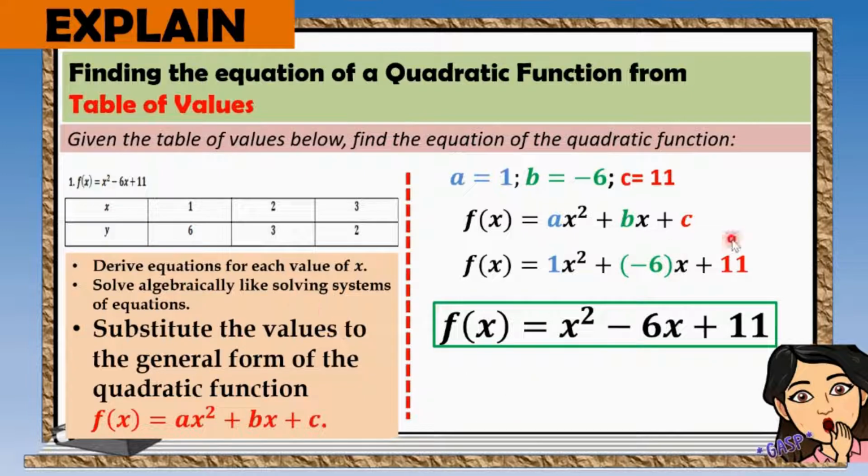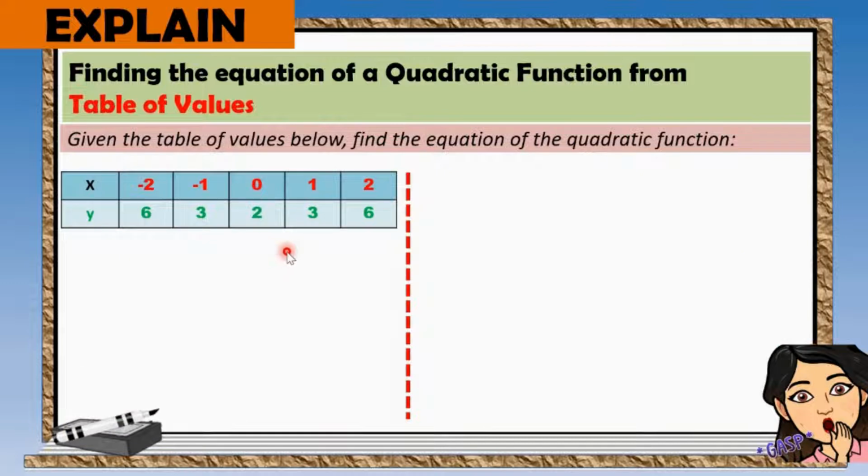Okay? Now, let's proceed to the next example. Suppose I have here more than 3 columns of the table or more than 3 na yung coordinates. Alin ang pipiliin ko? So, by the way, you can choose any of these coordinates. So, pwedeng kunin natin yung negative 2, 6 up to 0, 2, or pwede tayong mag-start sa 0, 2, up to 2, 6.